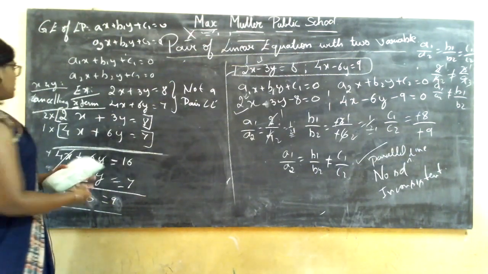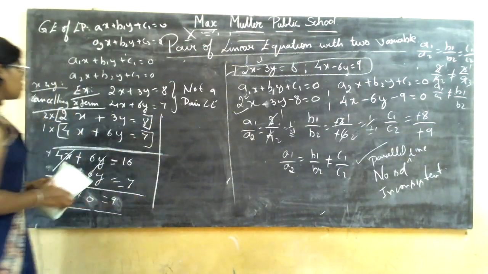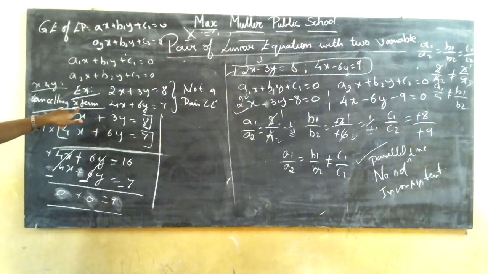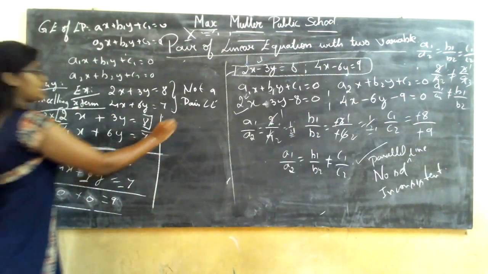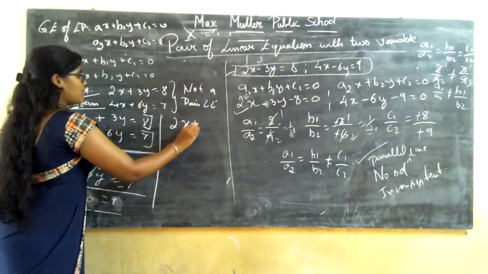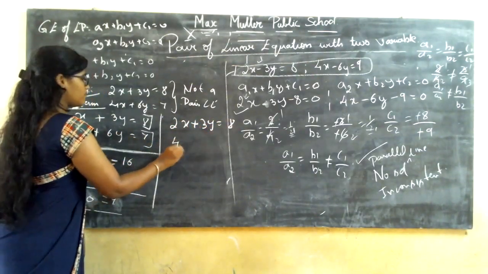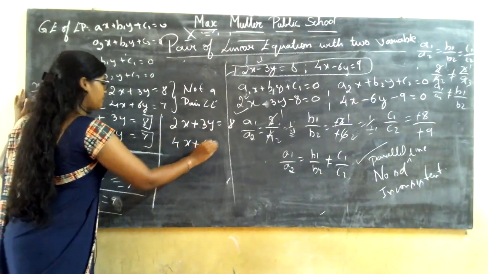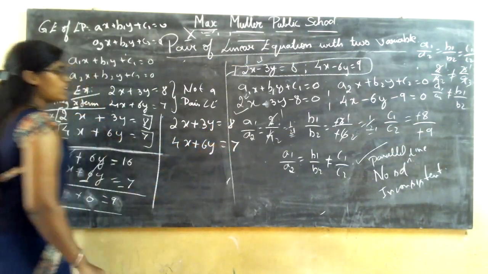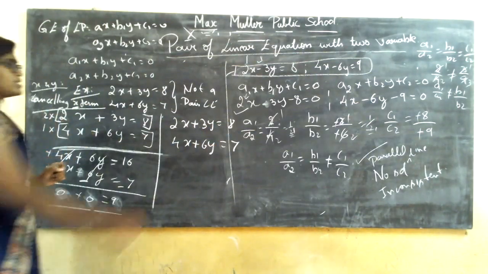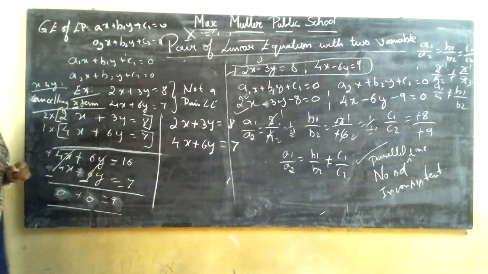Do you understand this? Similarly, if you want to cancel the y term, write the equation as it is, that is 2x plus 3y is equal to 8. And what is the next equation? 4x plus 6y is equal to 7. This is the equation. Now what are you going to cancel? You are going to cancel the y terms. What is the condition?